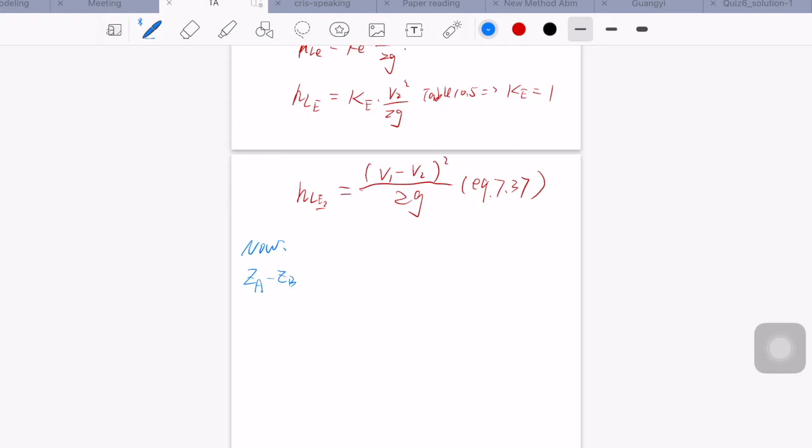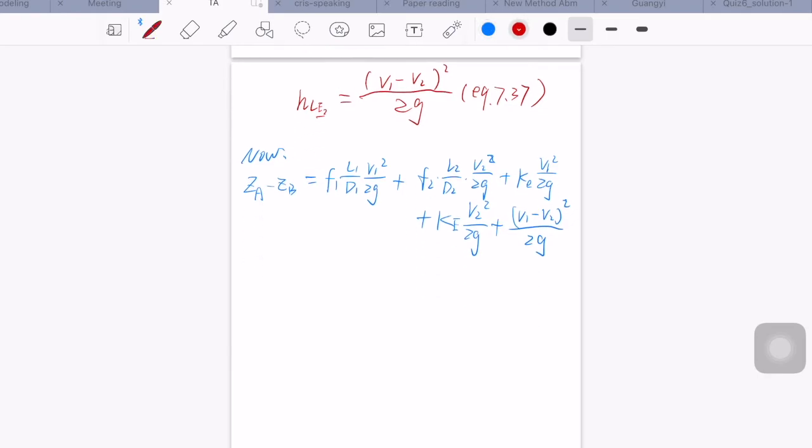And now we have that ZA minus ZB should be equal to F1 times L1 divided by D1 times V1 squared divided by 2g, plus F2 times L2 divided by D2 times V2 squared divided by 2g, plus the coefficient for the pipe entry, k times V1 squared divided by 2g, plus the coefficient for the pipe outlet, so k uppercase E times V2 squared divided by 2g, plus the sudden expansion head loss, so V1 minus V2 squared divided by 2g.